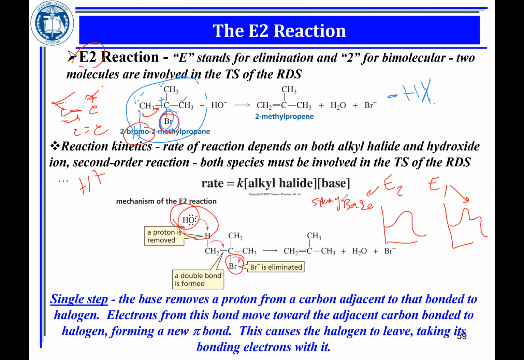Okay, you have to bring a strong base. It's going to remove hydrogen. And remember, it's only removing hydrogen, not the pair of electrons, because the pair of electrons drops in. And Br is going to leave, and you get an alkene.